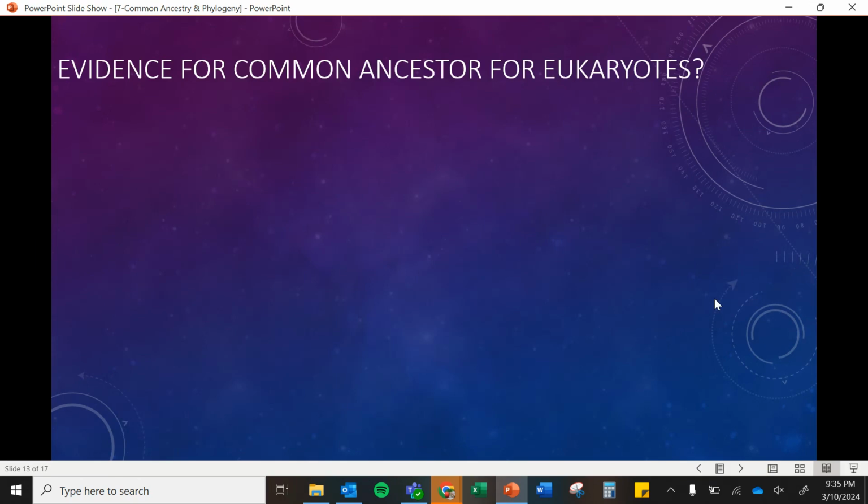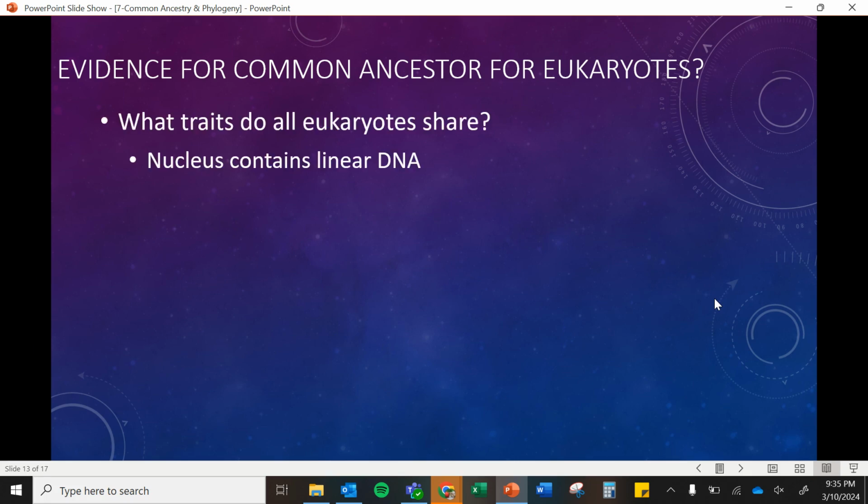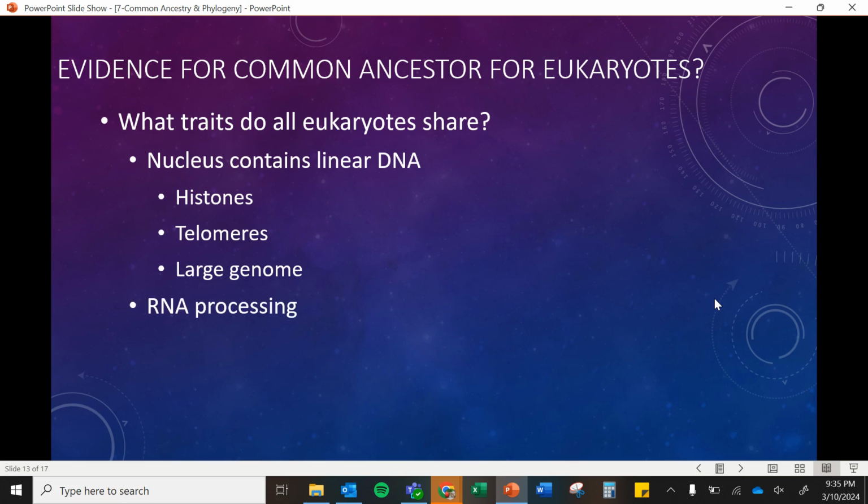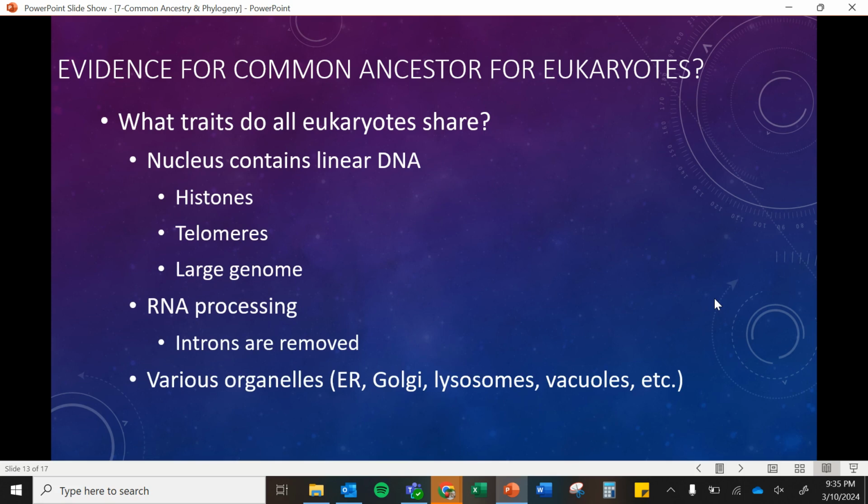So for evidence of a common ancestor for eukaryotes, we have to think about, well, what do all eukaryotes have in common? They have linear DNA, histones, telomeres, and a large genome. They process RNA in the same way, with those introns and exons being moved. And then they have various organelles that are all the same no matter what type of eukaryote it is. So the idea then could be that all of these traits, because they're so similar, are from a common ancestor that they shared in the past.